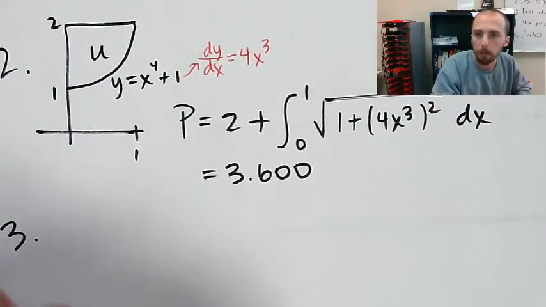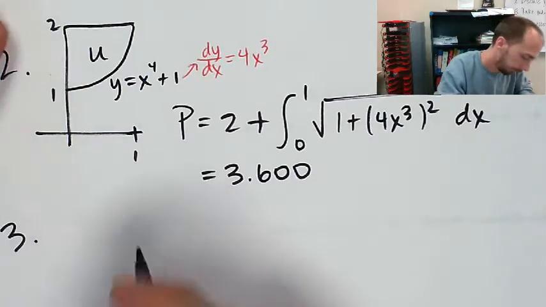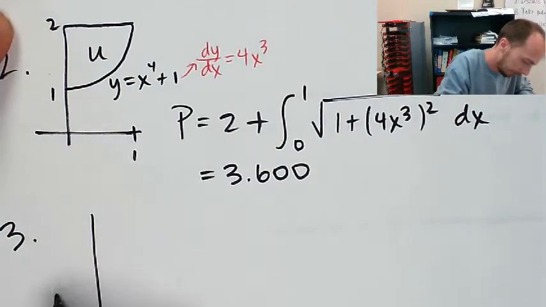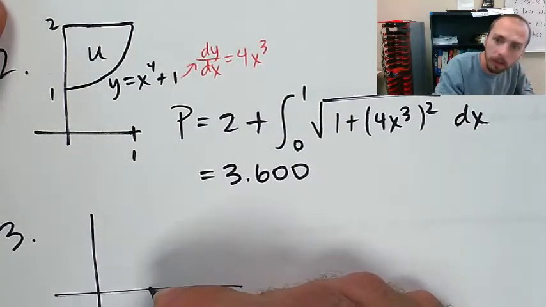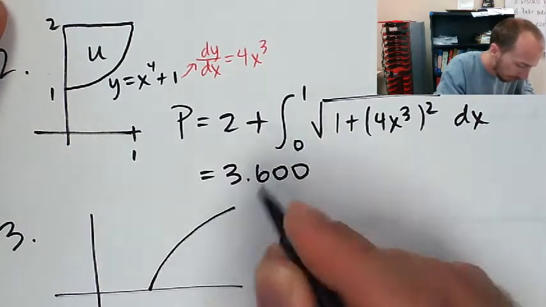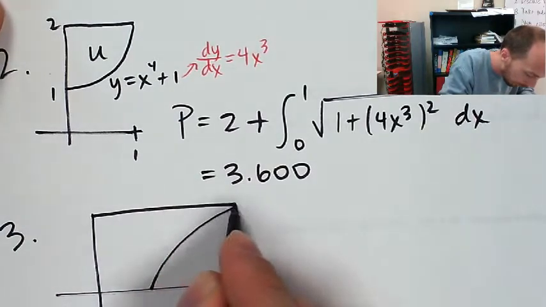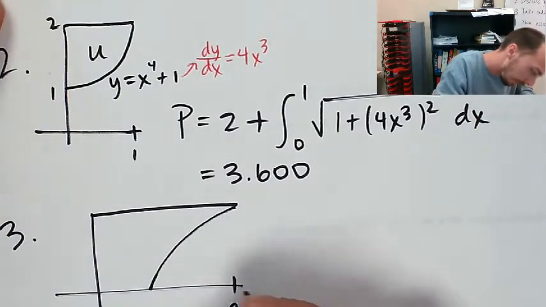All right, number 3, find the perimeter of A. A kind of starts over here at 1, and then it goes up with, this is y equals square root x minus 1. This is x equals e.